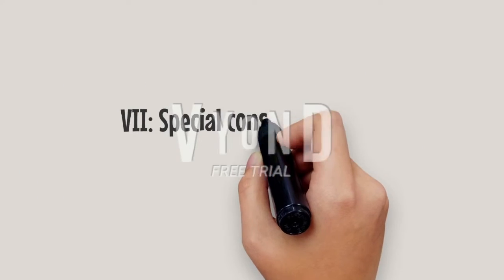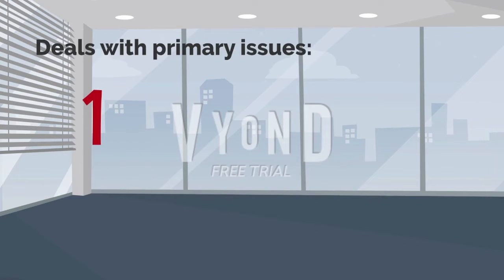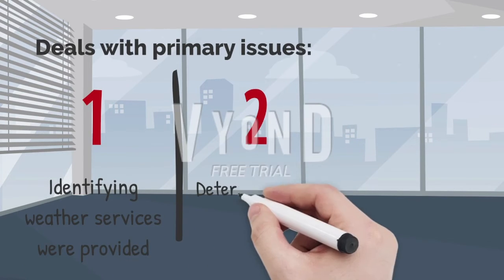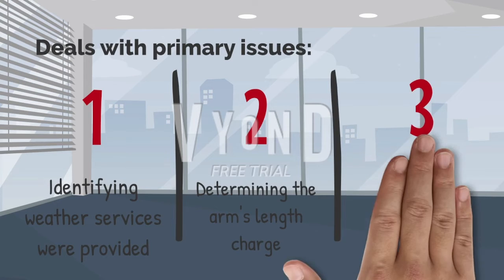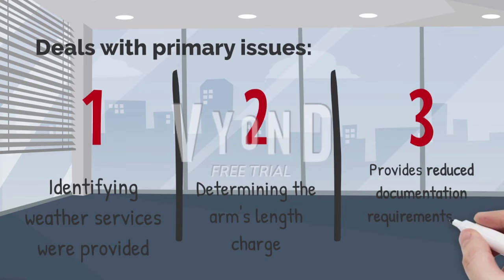Intragroup services are discussed in Chapter 7. The chapter deals with primary issues, such as identifying whether intragroup services were provided and determining their arm's length charge. The chapter also provides reduced documentation requirements and a safe harbor markup for certain low-value-adding intragroup services.